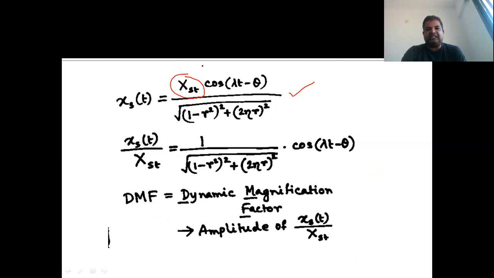Now in this formula, if I take the static displacement to this side, this becomes X upon X ST. So this is my dynamic displacement to static displacement ratio, equal to 1 upon the square root of 1 minus r square whole square plus 2 eta r whole square, into the cosine term, which is cos lambda T minus theta. So basically, this is the amplitude of this particular cosine term, right?